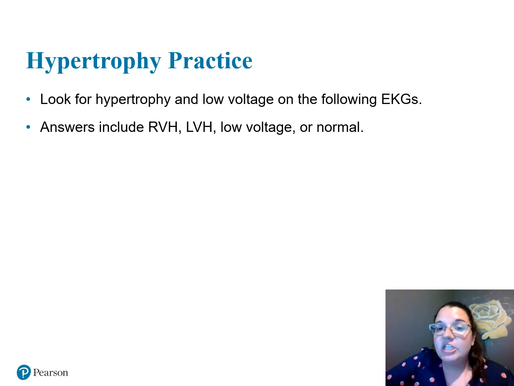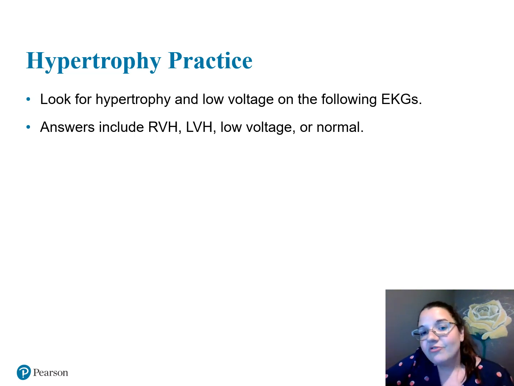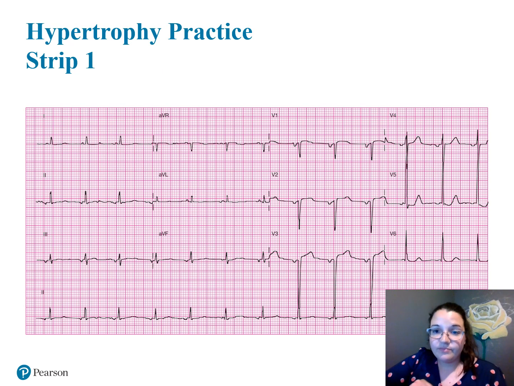Answers include, so we're going to determine on these next rhythms, is it right ventricular hypertrophy, left ventricular hypertrophy, low voltage, or normal? Remember, in right ventricular hypertrophy, my T wave is going to be inverted, but in left it is going to be positive. Look how tall my R's are here, and look at my P waves. I have very, very tall R's, especially in V3, V4, V5, and my P waves are all positive. I could be at LVH.